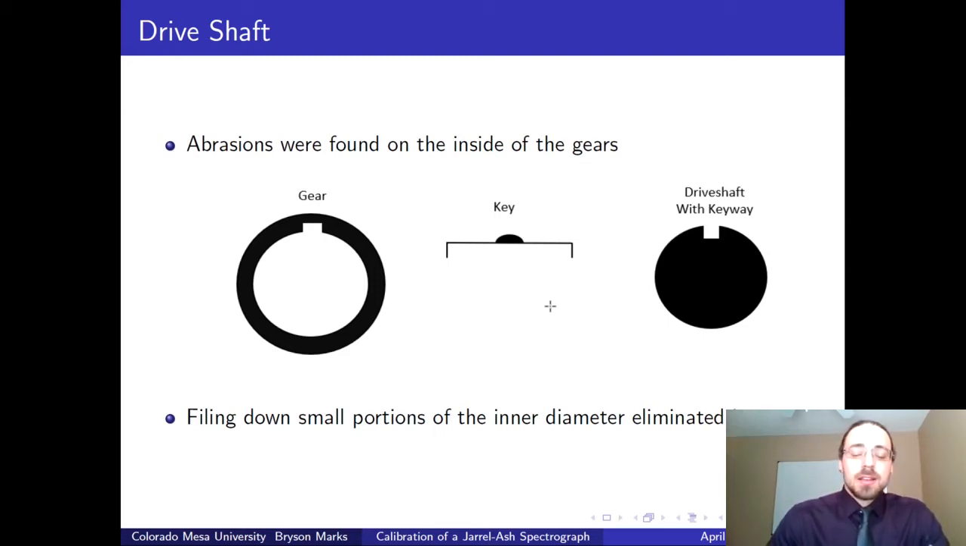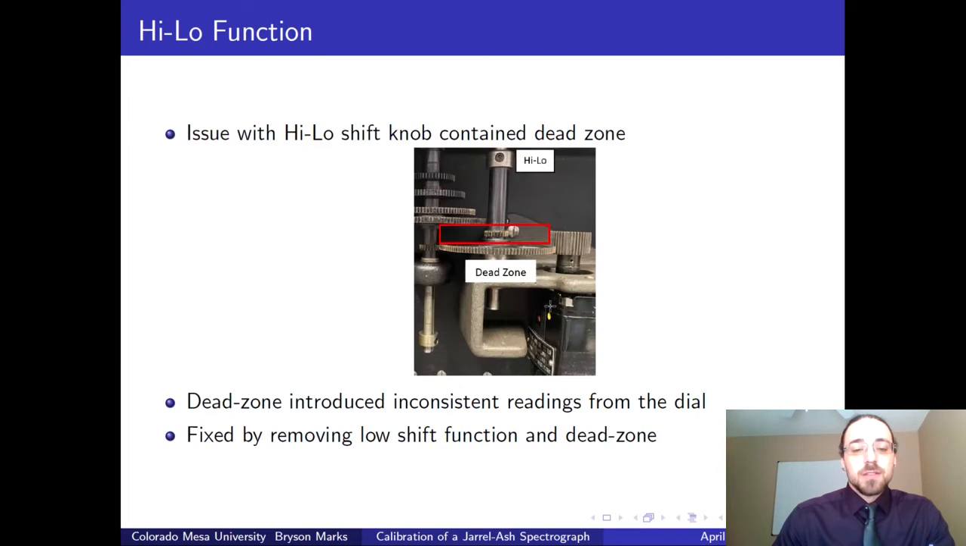So what I did is I took some fine grit automotive sandpaper and filed down the abrasions on the insides of the gears. I only did a couple of rotations at a time so that I didn't remove too much material, but I made sure that the abrasions were gone. Filing down those small portions on the insides of the gears did remove the abrasions, so I put the assembly back together and then decided to look at the high-low shift function.